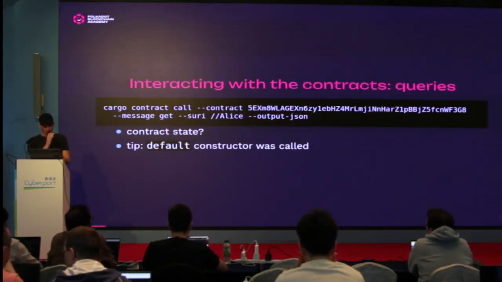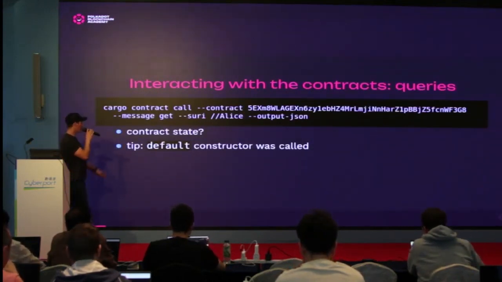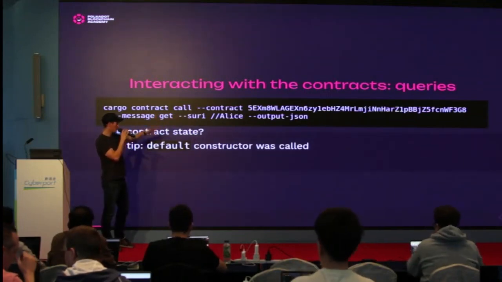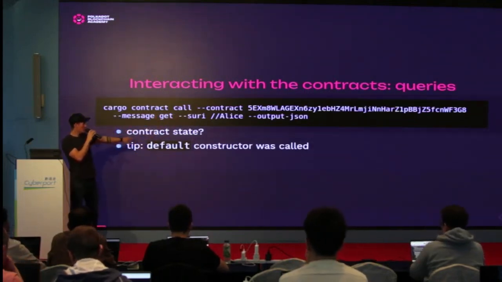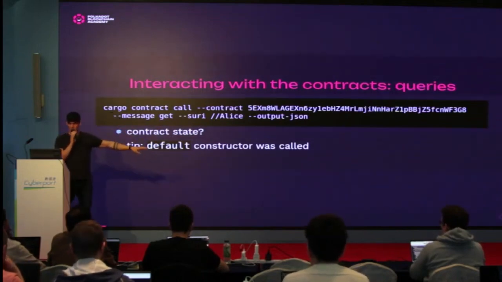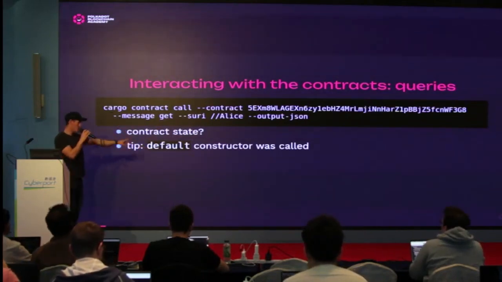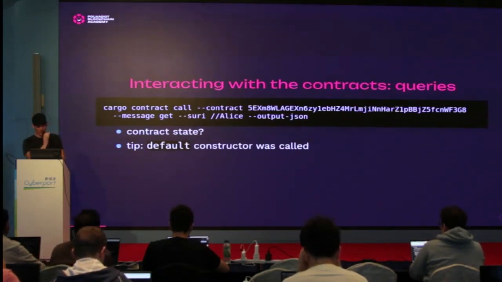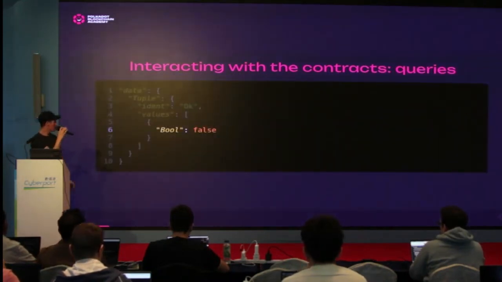Okay, querying. This is how you would query. So we call the get message on that contract that we've seen before, the Flipper. Actually, who knows what's gonna return? Tip: the default constructor was called. Who knows? Yeah, exactly. The return is false because that's the default of a Boolean variable.